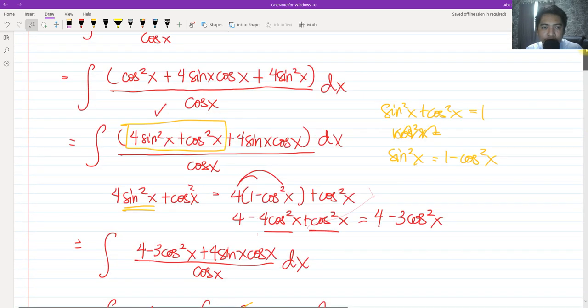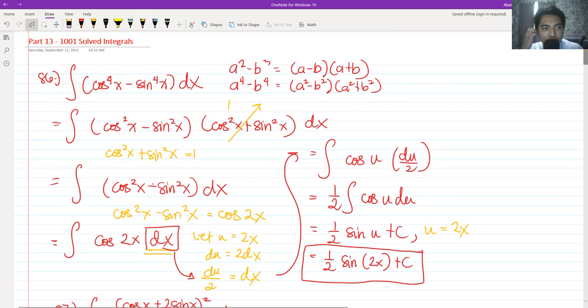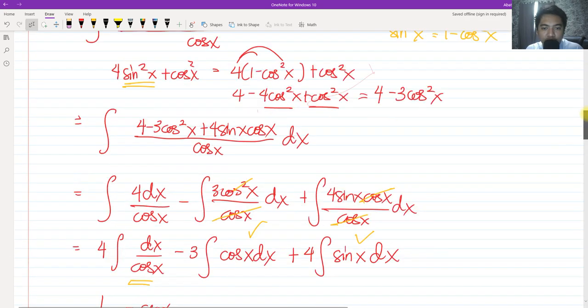So this is integration of trigonometric integrals, part 13, using trigonometric identities.